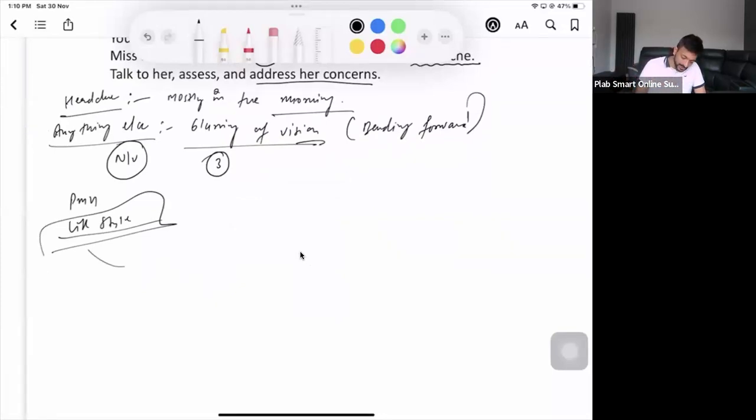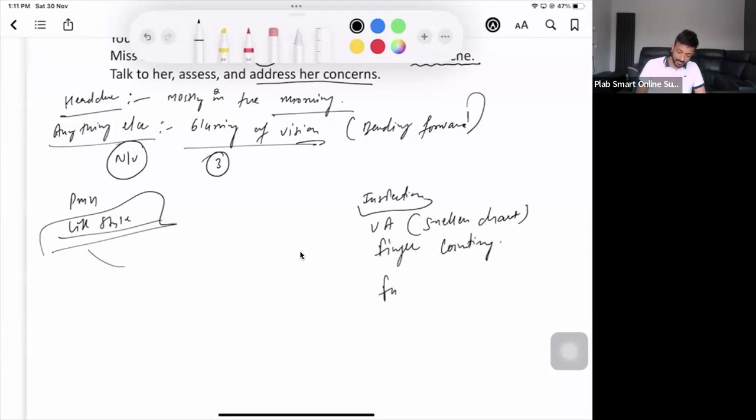All right. So fundoscopic mannequin is there. So I'll do the inspection. If you have time, you can do inspection. That's fine. And the patient has got blurring of vision. Should I go for visual acuity with the help of Snellen's chart? Of course, you can do. And if you don't have that, you have got your fingers. You can do finger counting as well. And then you will be doing fundoscopy.